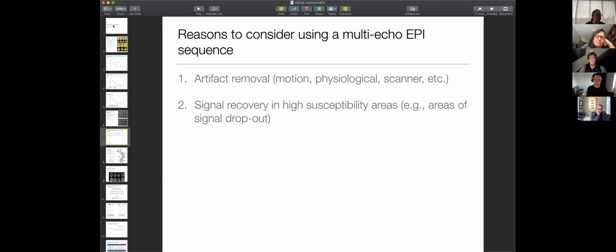So that's kind of acquiring the data. We have ready-made sequences at CFMM, so piloting itself is largely trying to figure out what are the optimal echo times that your study needs.